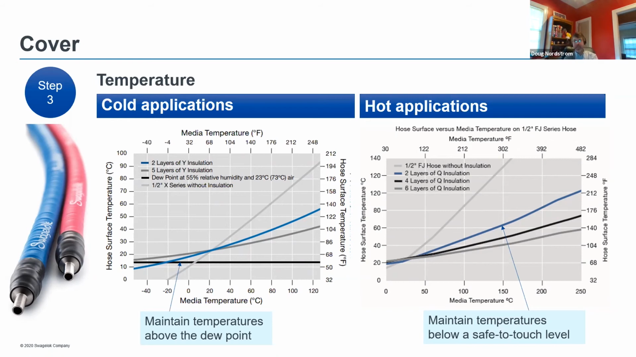And then the picture on the right is an example of a hot application where you have a certain media temperature, steam or whatever it might be. And then how much insulation is needed to keep that hose in a safe to touch range, which typically is around 60 degrees Celsius or 140 degrees Fahrenheit, is typically thought of as safe to touch. So how much is needed to keep it below that temperature so that someone going to grab the hose won't end up with a burn.